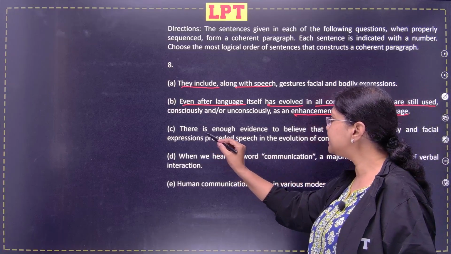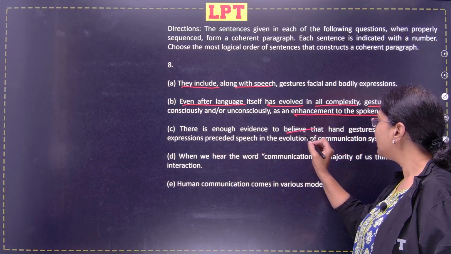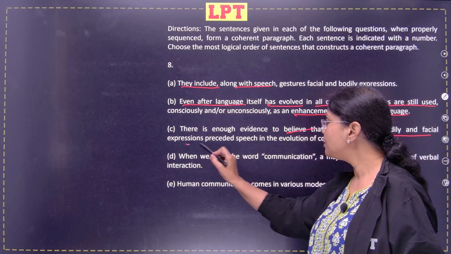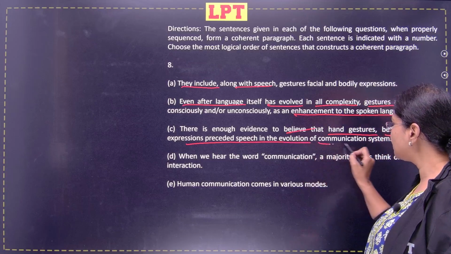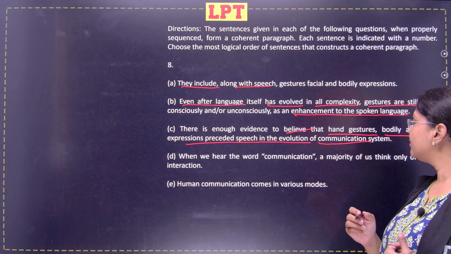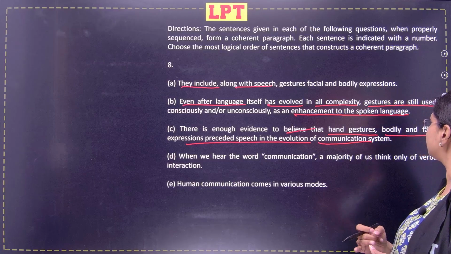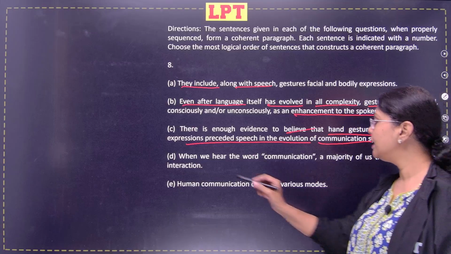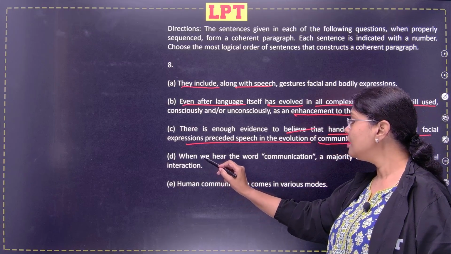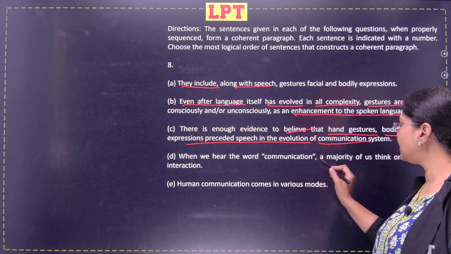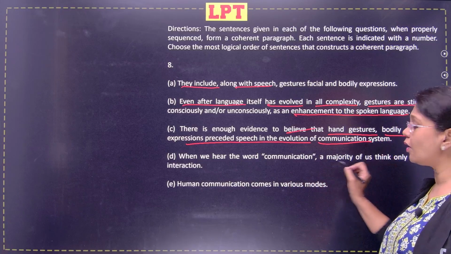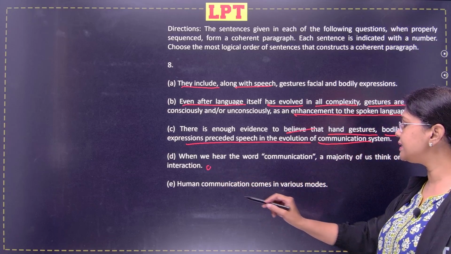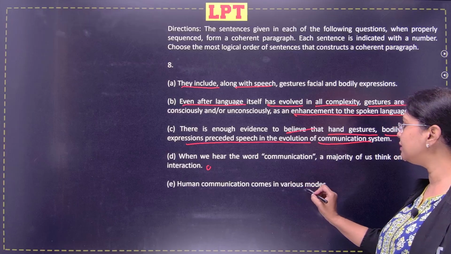C says there is enough evidence to believe that hand gestures, bodily and facial expressions preceded speech in the evolution of communication system. So we are now mentioning hand gestures, bodily and facial expressions preceded speech. D says when we hear the word communication, a majority of us think only of verbal interaction. Okay, so again, E says human communication comes in various modes.